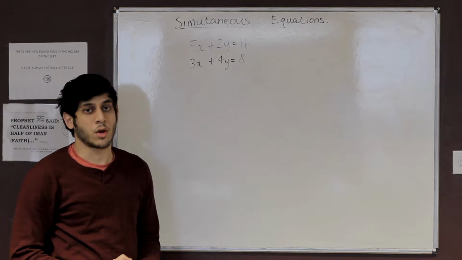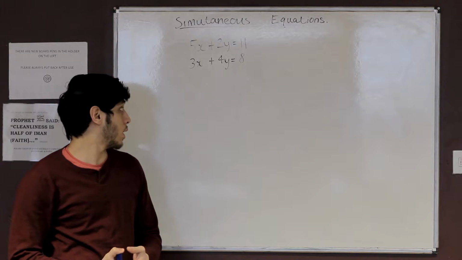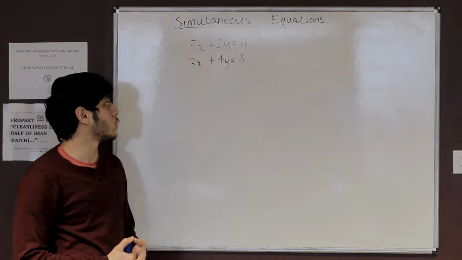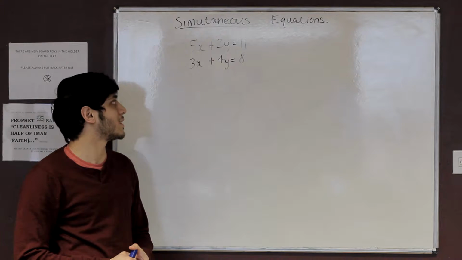Hi guys, today we're going through simultaneous equations. We'll be going through a few examples. Our first example is this: 5x + 2y = 11, 3x + 4y = 8.